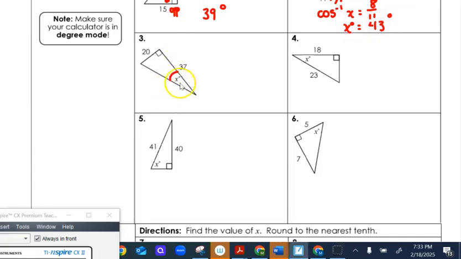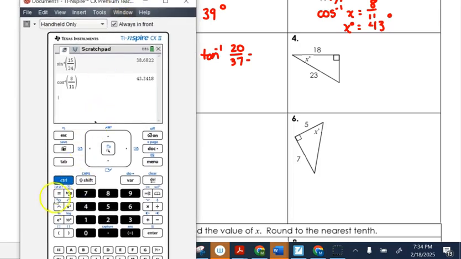All right, for this one right here, they are giving us opposite over adjacent, so that's tangent. So we're going to say the inverse tangent of 20 over 37 equals 28 degrees.